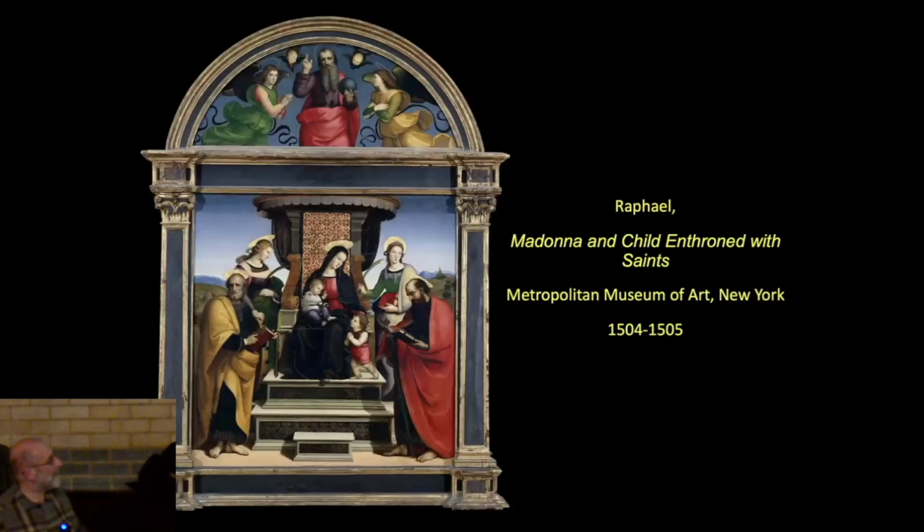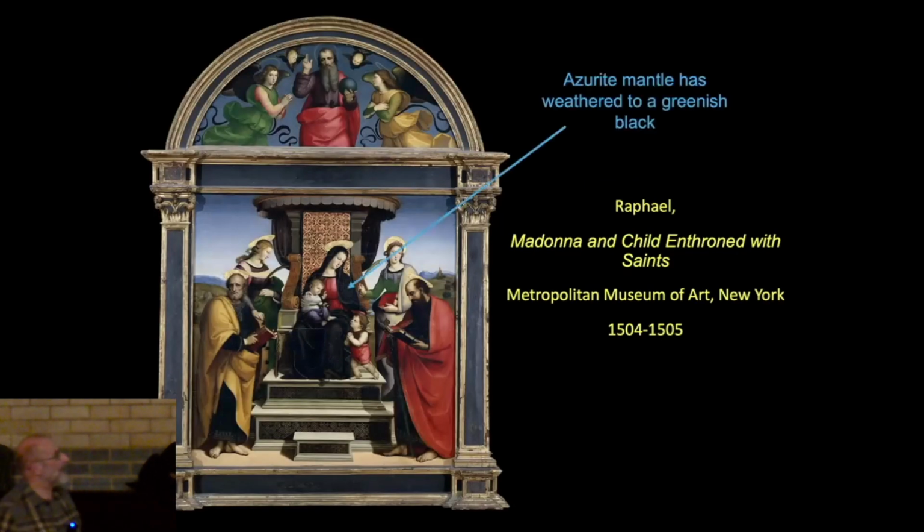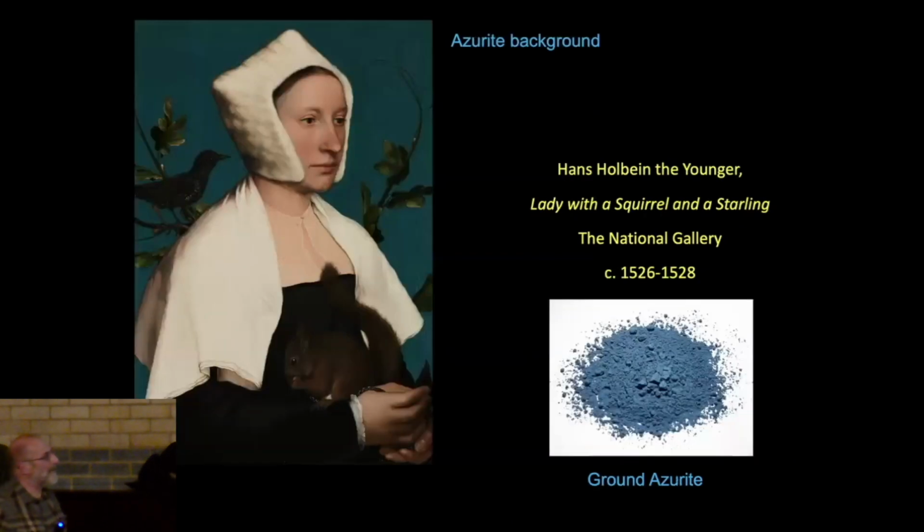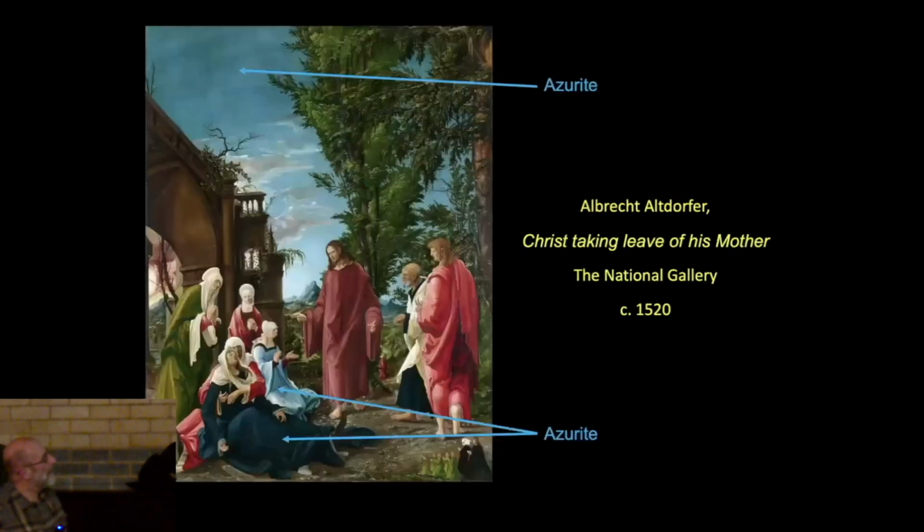Here we've got the same sort of thing, look, darkening of the robes of this azurite mantle. And here we've got the azurite turning almost green. You'd be forgiven for thinking that it was a terre verte or malachite green in those positions. But those that remain fairly stable, this very famous painting, the lady with the squirrel and the starling in the National Gallery, has got an azurite background. And Albrecht Altdorfer in this painting here is using extensive work with azurite in the blue color of the skies, and again in the robes of the Madonna and other people here.